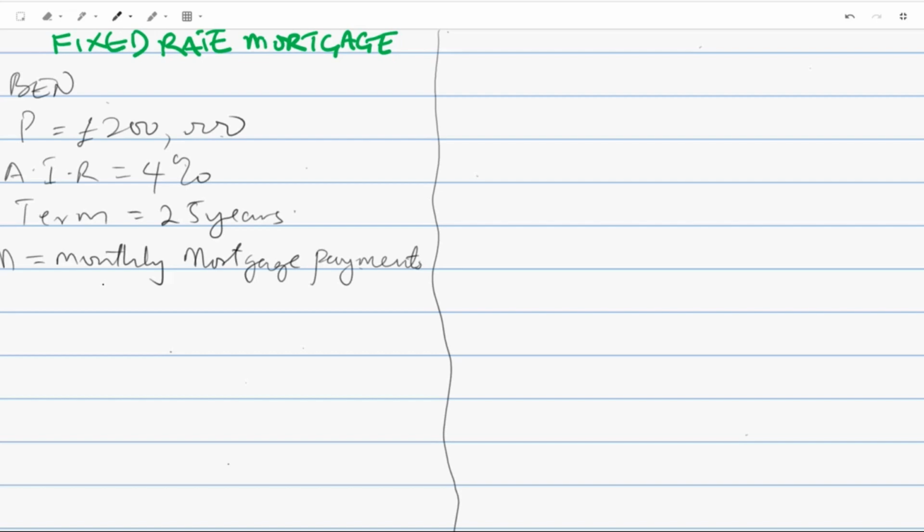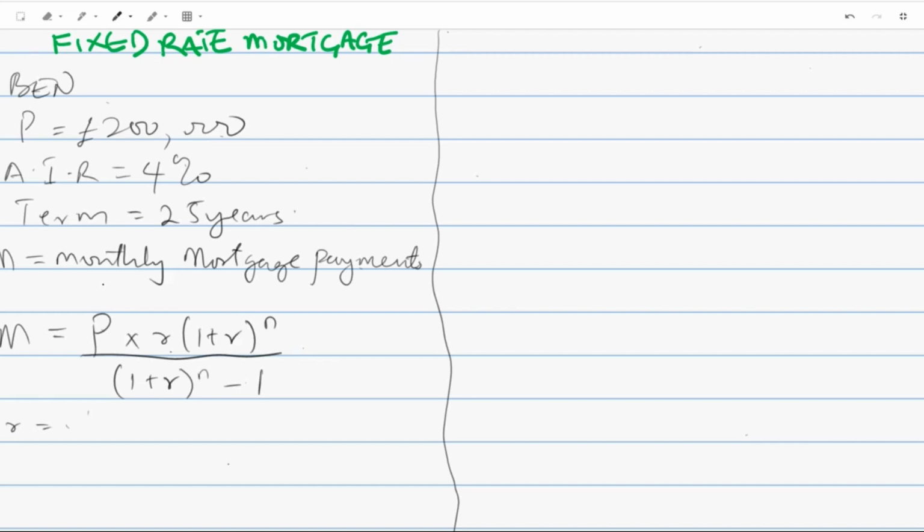So to do that, there's a formula. M equals P times R(1 plus R)^N over (1 plus R)^N minus 1. Now, these different parameters mean different things. We already know that P equals £200,000. The R, which is the monthly interest rate, we don't know currently.